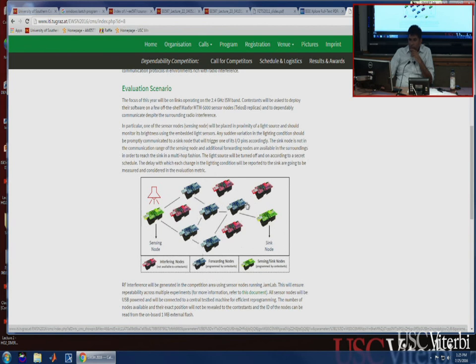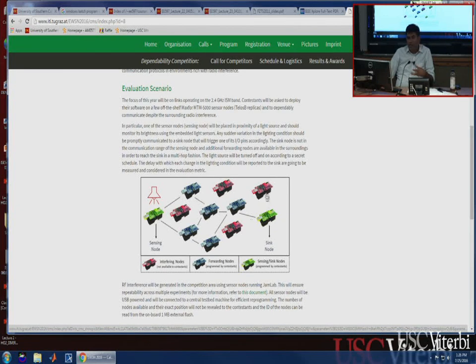So the blue nodes are the nodes that your team would be allowed to put in the competition floor. And you could implement any routing protocol you wanted to move the data from the source to the sink, right? What they would do is they would place a bunch of these red nodes throughout the arena, and they would turn them on randomly to cause interference to your network.